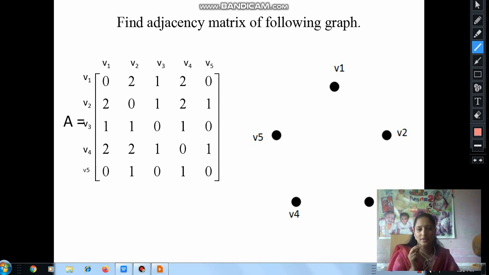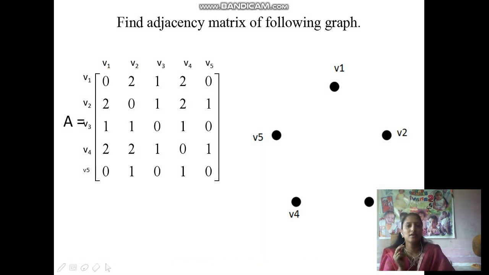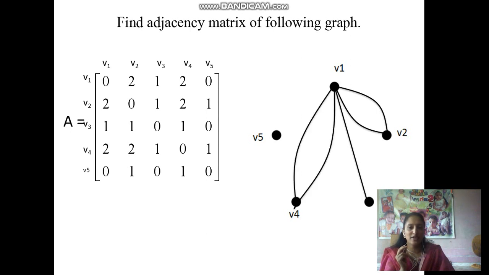Now we draw the graph step by step. Now look at the figure. There is no edge between V1 and V1. The number of edges between V1 and V2 is 2. We have to draw 2 edges between the vertices V1 and V2. Now there is 1 edge between V1 and V3. Here is the vertex V3. Now there are 2 edges between V1 and V4, and there is no edge between V1 and V5.